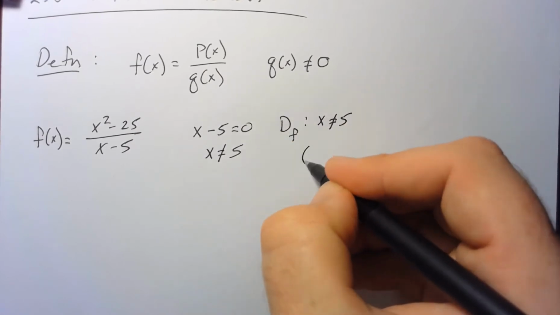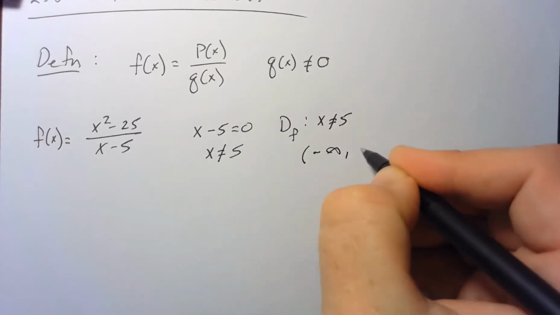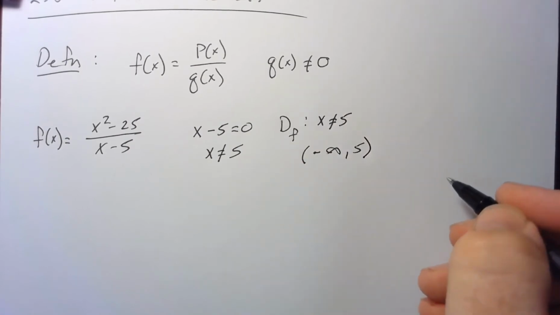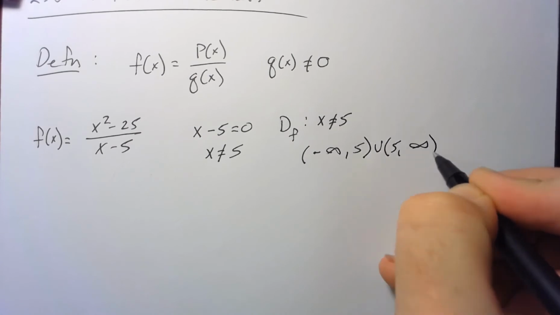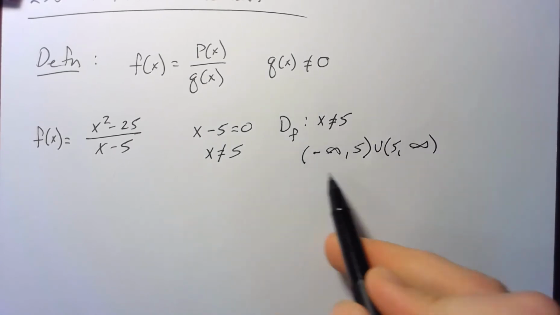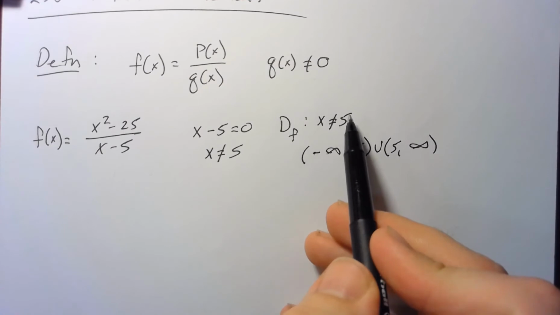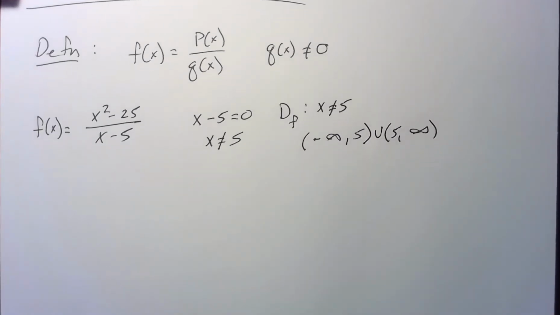The other way that we could write this is negative infinity all the way to 5, using an open parenthesis to emphasize that 5 cannot be included, union with 5 to positive infinity. Again, this is the interval notation of how we would write it. This is an abbreviated way that we can write the domain of any kind of rational function.